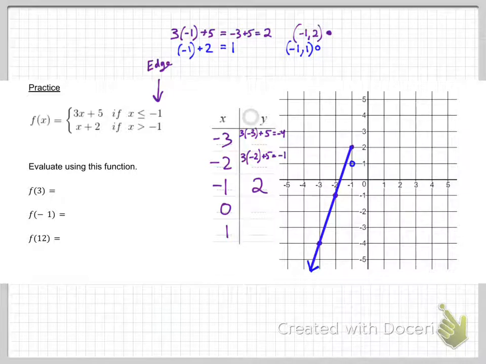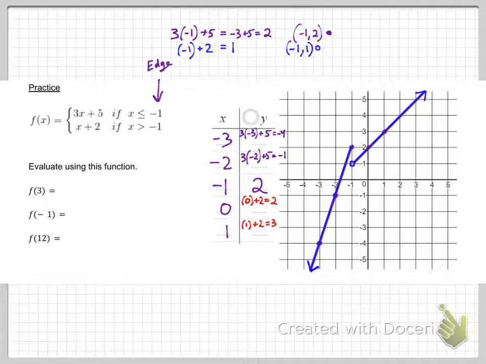For the next one, 0 is greater than negative 1, so I'm going to use this part of the function, x plus 2. So 0 plus 2 equals 2, so (0, 2) is a point I'll plot. And the last one, 1 is greater than negative 1, so we get (1, 3). So (0, 2) and (1, 3). Notice those 2 and the open circle all use x plus 2, so I can connect those with a line, and that is my other function.